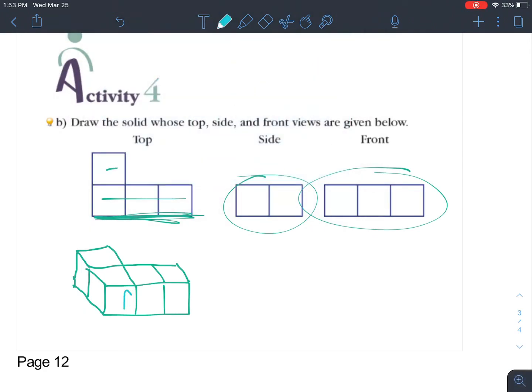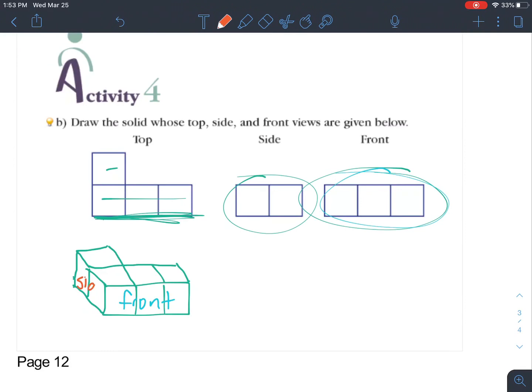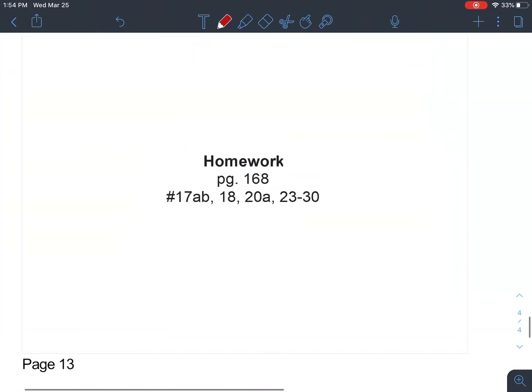To check, there's my front. It does match this part right here. Next part is going to be the side. Does match that there. And then the top indeed matches that right there. So that is everything, everybody.